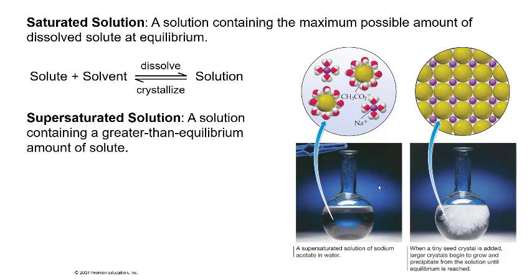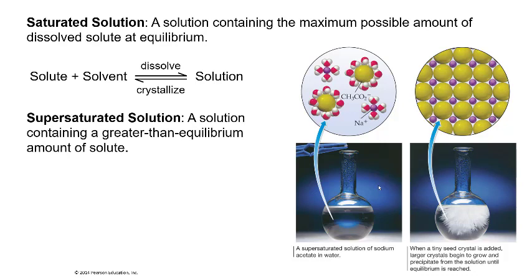We can continue to add a solute into a solvent and keep dissolving more and more until we reach what's called a saturated solution. A saturated solution is a solution containing the maximum possible amount of dissolved solute at equilibrium.